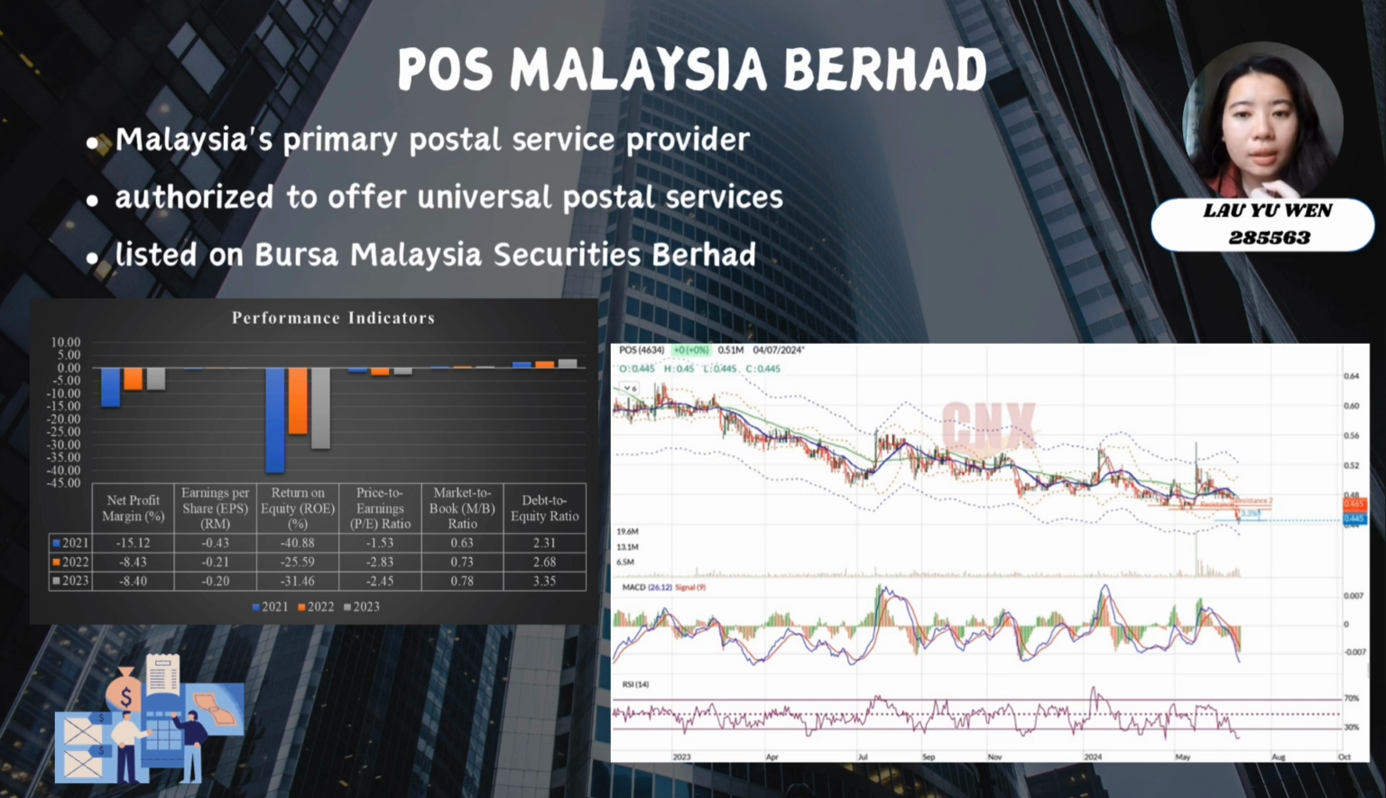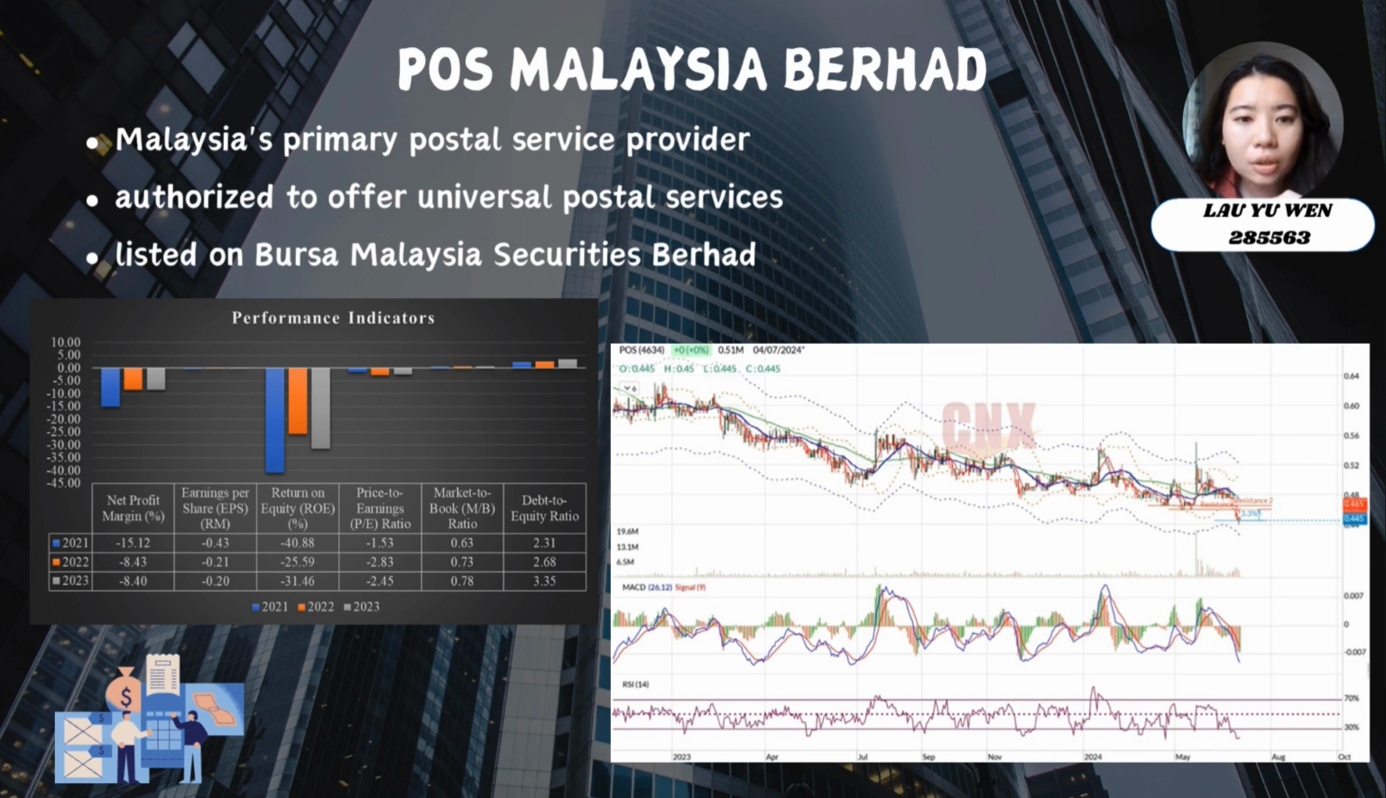Earnings per share (EPS) also stayed negative but improved from negative 43 cents to negative 20 cents over the same period. Return on equity (ROE) increased from negative 40.88% to negative 25.59% in 2022 but dropped to negative 31.46% in 2023, indicating continuous losses for investors. The price-to-earnings ratio was negative throughout, from negative 1.53 in 2021 to negative 2.45 in 2023, suggesting undervaluation or poor historical performance. The market-to-book ratio rose from 0.63 in 2021 to 0.78 in 2023, but remained below 1, hinting at a potential issue.